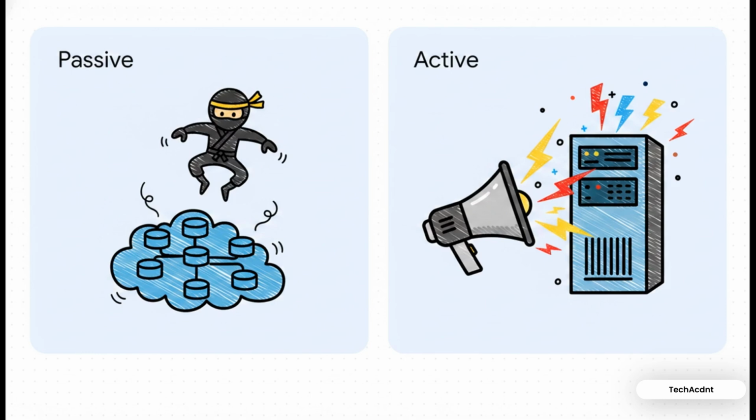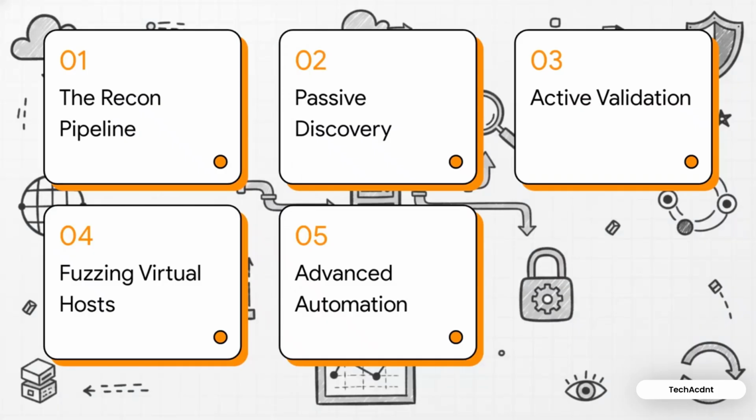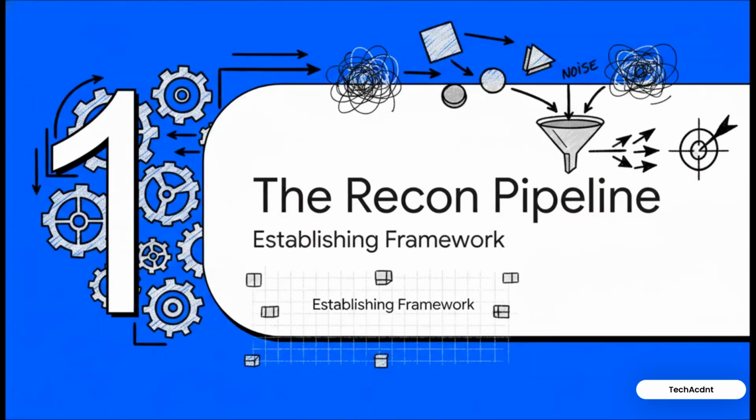Now, active reconnaissance, on the flip side, involves sending direct probes to the target's infrastructure. Think DNS brute forcing or directory fuzzing. Active is highly effective, for sure, but it is inherently noisy, which is exactly why it comes second in our pipeline. Here is the architectural blueprint for today's explainer. We'll be covering the reconnaissance pipeline, passive discovery at scale, active validation and DNS, fuzzing hidden virtual hosts, and finally, advanced automation and mutators.